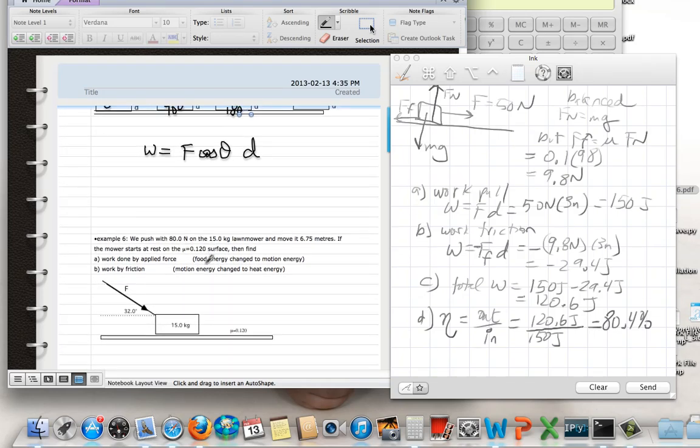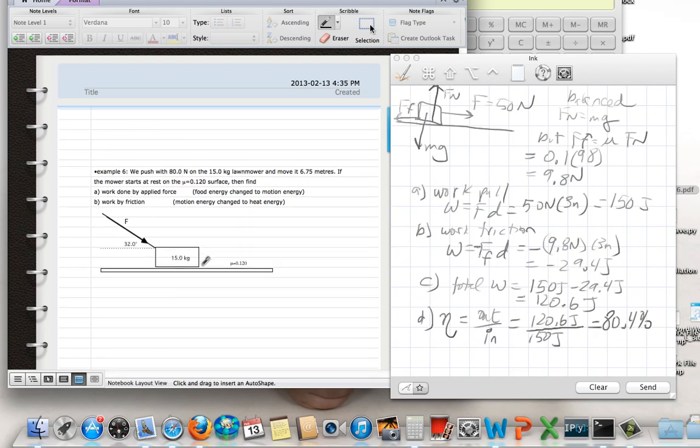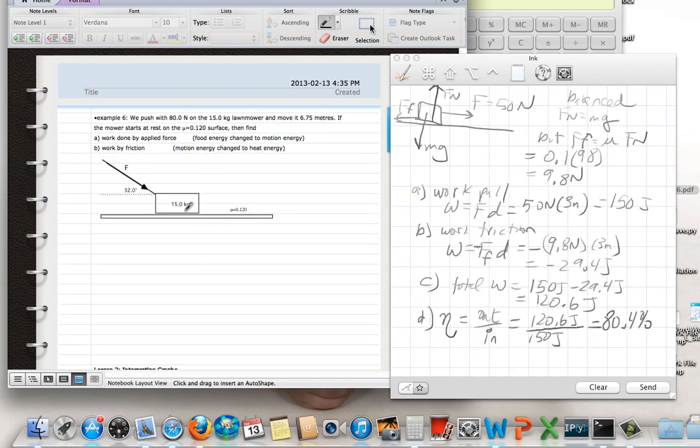So let's do a two-dimensional problem now. We'll have you pause the tape here, and for this lawnmower problem, first start by writing your force equations, then calculate correctly the force of friction, and then find the work done by the applied force and the work done by friction. We'll pause the recording here.